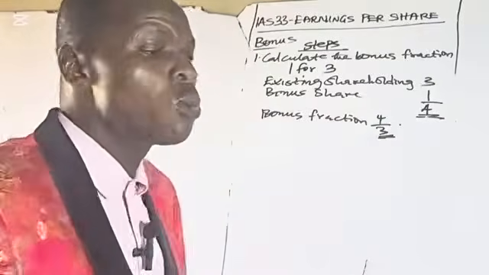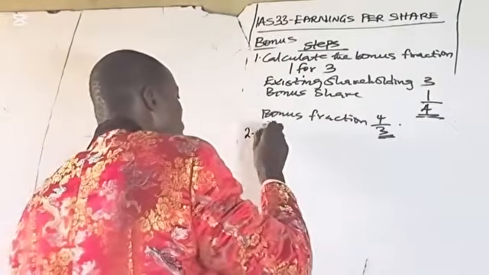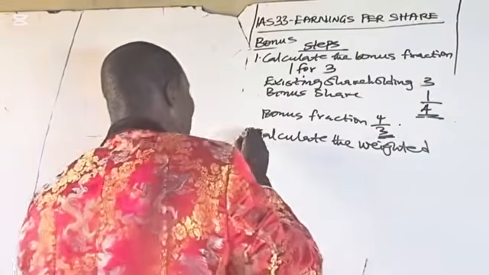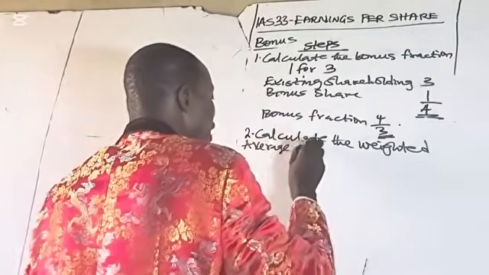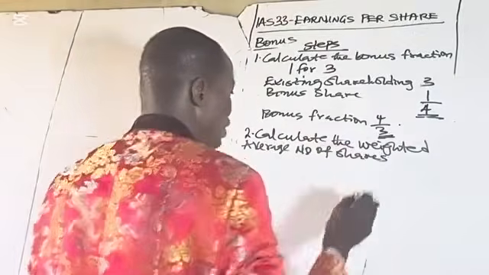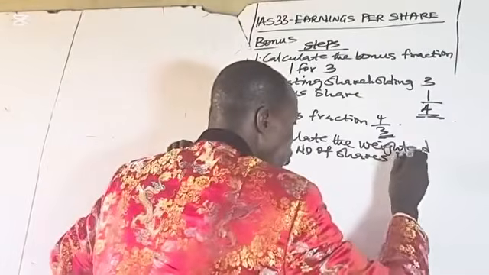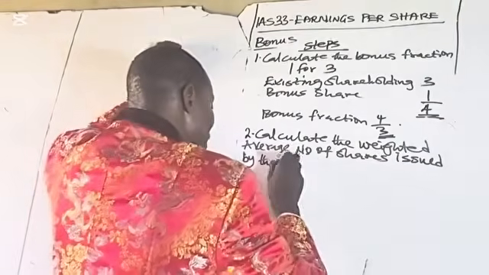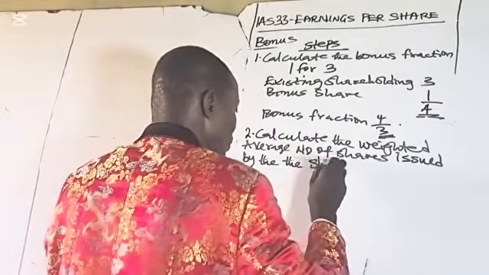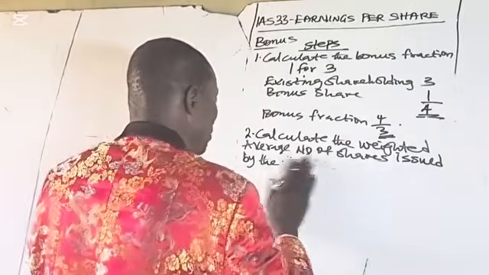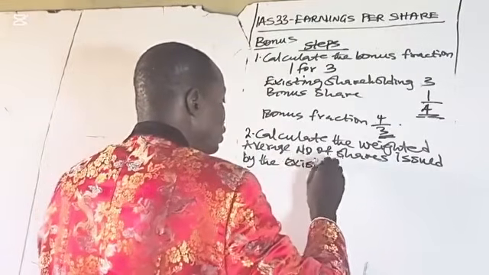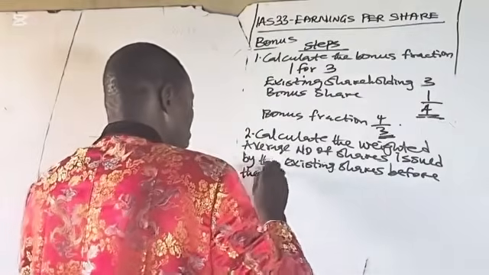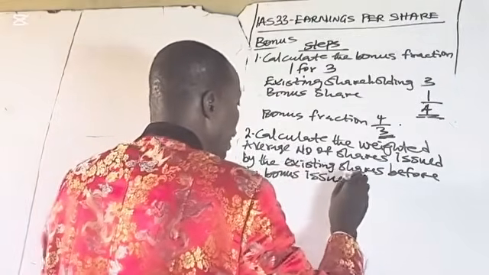The second step is to calculate the weighted average number of shares, by multiplying the existing shares before the bonus issue by the bonus fraction.